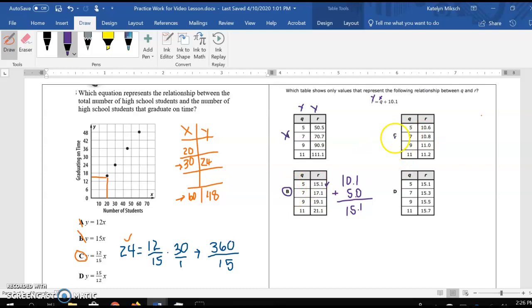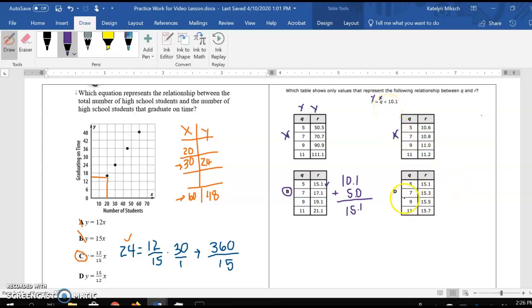If we look at C, it's easy to see right here. Again, I can just estimate. 10.1, round it to 10. 5 plus 10 is 15. That's not going to work out. 10.6, 10.8, I don't know what they're doing there, but it's nothing close to what this equation is telling me to do.